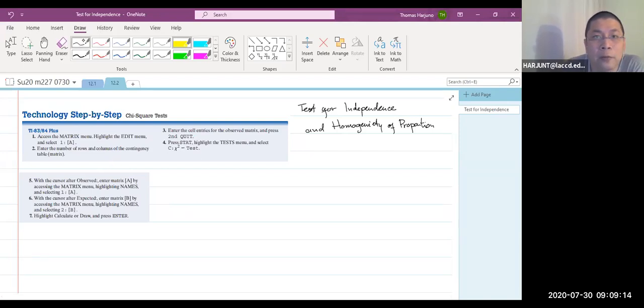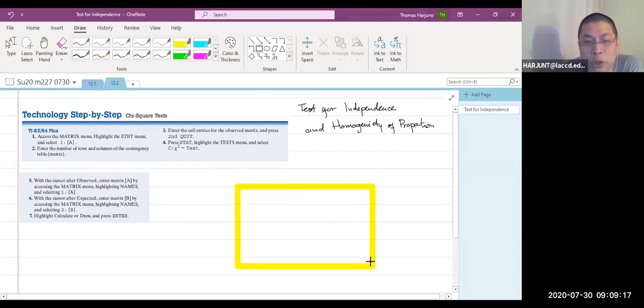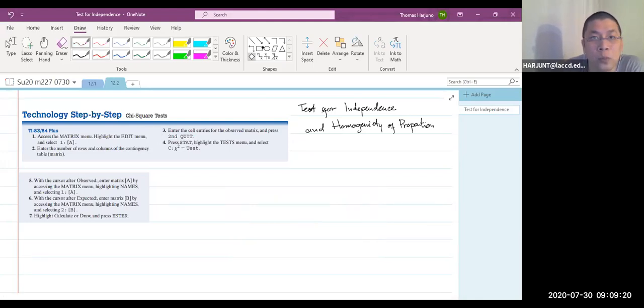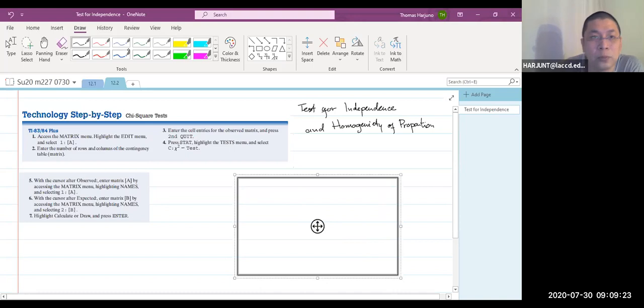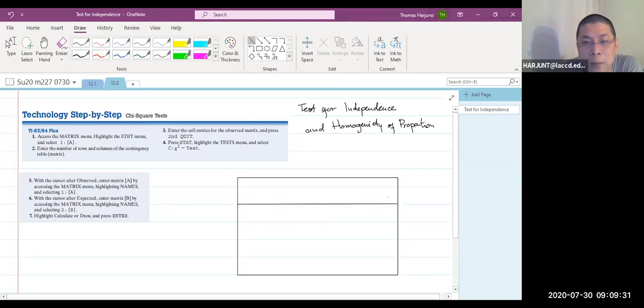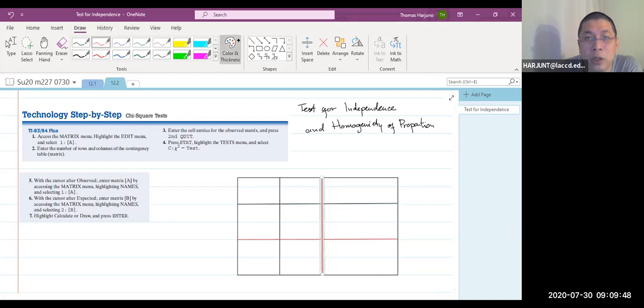Later on we will have a table, which we usually call a contingency table. Instead of only category and observed, we will have some columns and some rows. Let's say we have, for example, 2 rows and 3 columns.